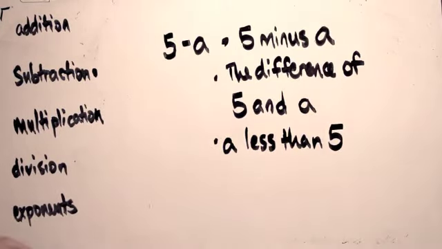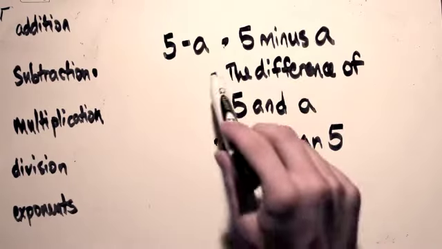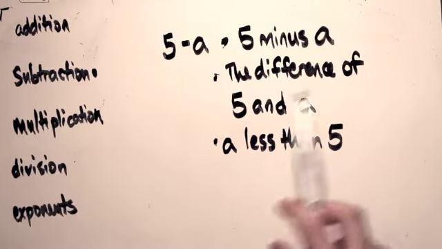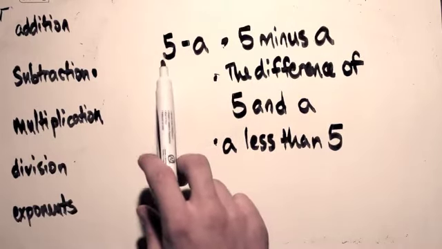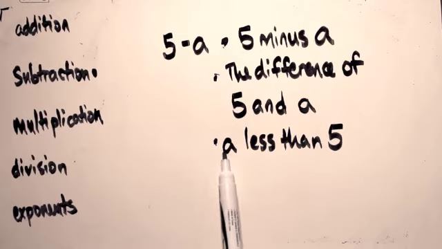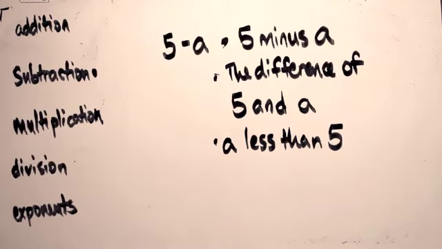Now with subtraction, it's a little bit different than addition. We need to make sure, especially on this third way and this second way, that we keep our numbers in order. We have to say the difference of 5 and a to indicate that it's 5 minus a, and we have to say a less than 5 because we're subtracting a from 5. So that's especially important on subtraction, but we'll hit on that again with division to reinforce that. Just keep that in mind as we go through these.